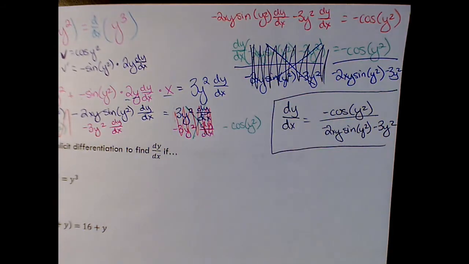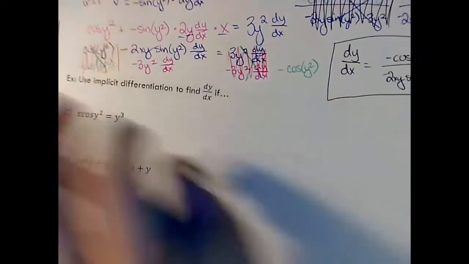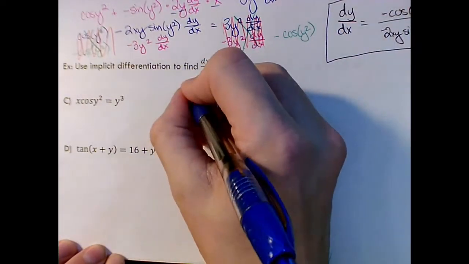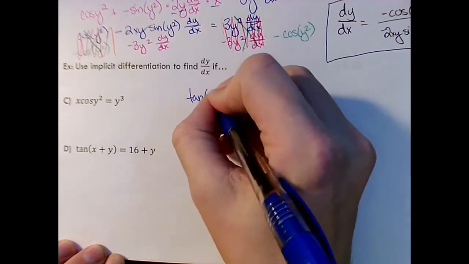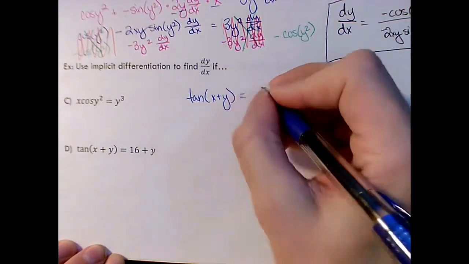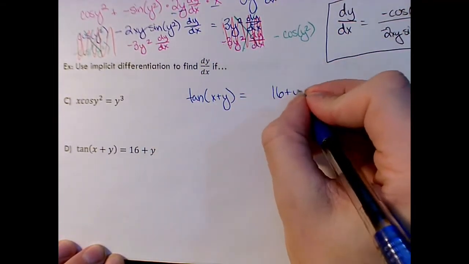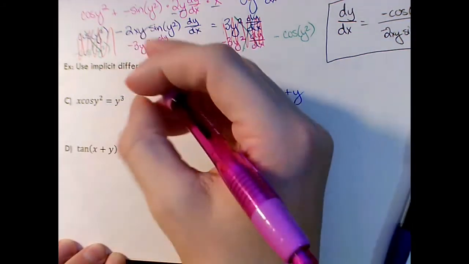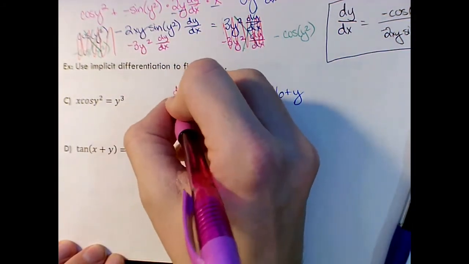Let's hope that D is a little bit nicer. Let's hope. And let's hope I don't knock down my document camera again. Whew. All right. Can't make any promises, though. Tangent of x plus y equals, leave a space, 16 plus y. The right side's going to be lovely, I feel. I'm going to ddx both sides.